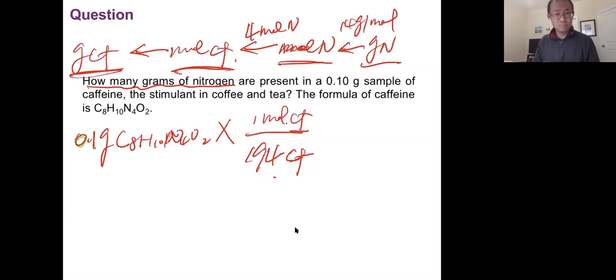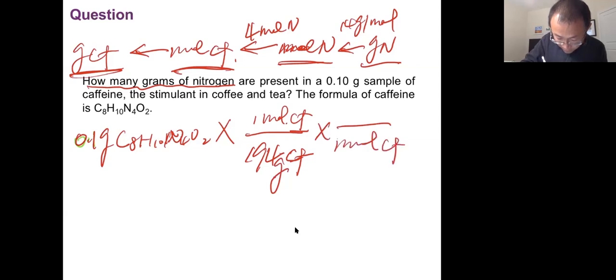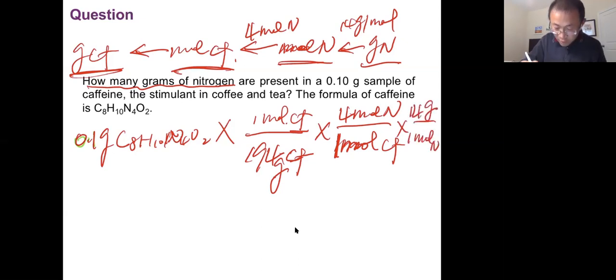194 grams of caffeine is 1 mole of caffeine. Thank you, guys. It's not 180; 180 is for aspirin. Now I converted grams to what? To moles. Moles of what? Moles of caffeine. So I further multiplied by 1 mole of caffeine is what? 4 moles of nitrogen, because we wanted nitrogen. Finally, 1 mole of nitrogen is 14 grams of nitrogen.